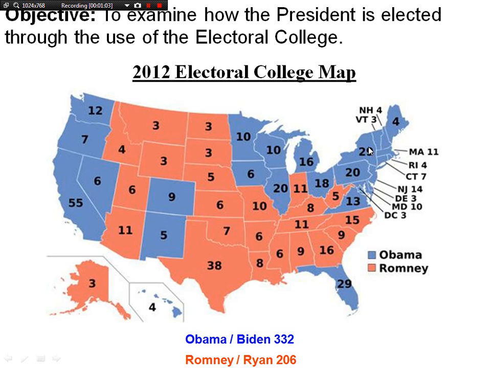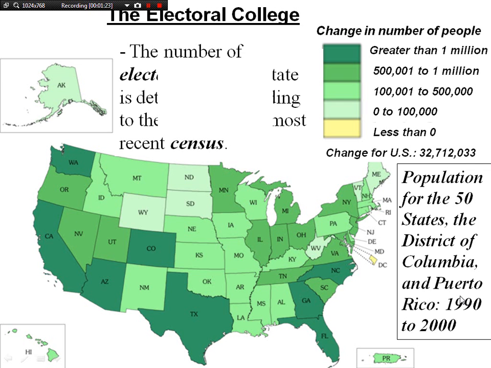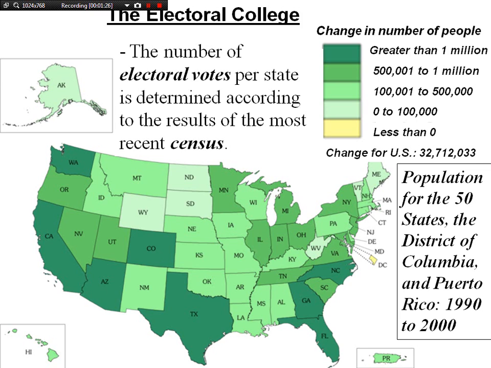Texas, Florida, New York, Pennsylvania, these are your big populated states, as is our state of Illinois, and they have a little more say-so than little states like Montana, even though it's huge, and Alaska, huge. They don't have as many votes because of population. It's called the Electoral College. So the number of electoral votes per state is determined according to the most recent census. Every 10 years we conduct the census, so it's important to fill out your census so you are represented.